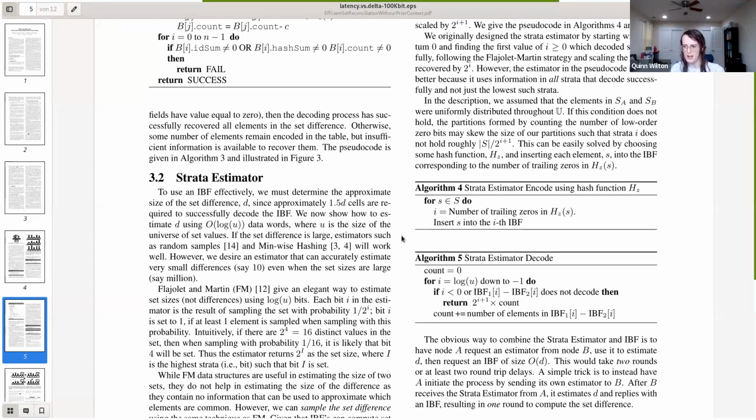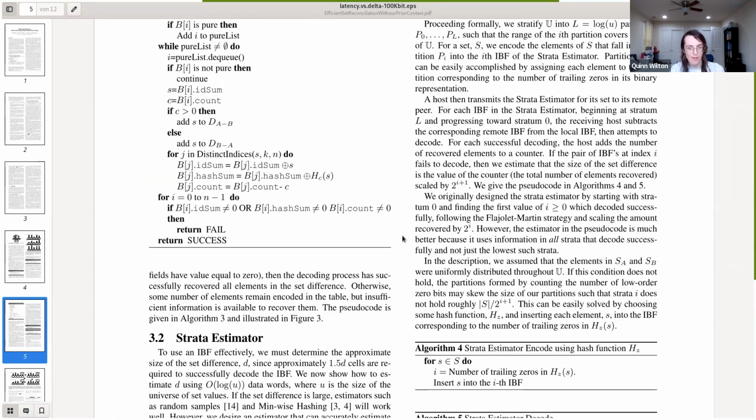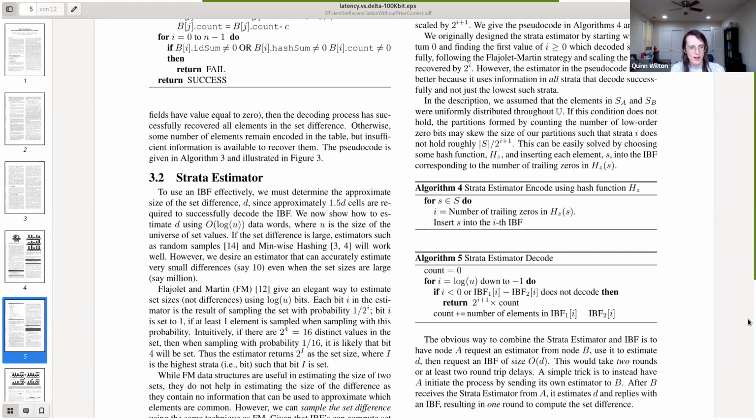Okay, I think I understand where the mismatch is between both of our understandings. My impression of the paper is that in algorithm 4, when they insert into the IBF, that is running through essentially algorithm 1, if you go up one page.